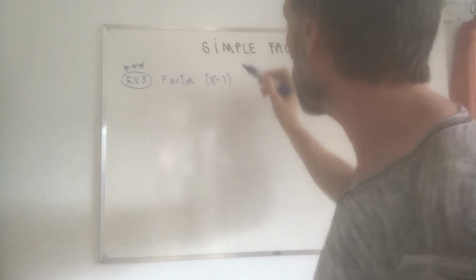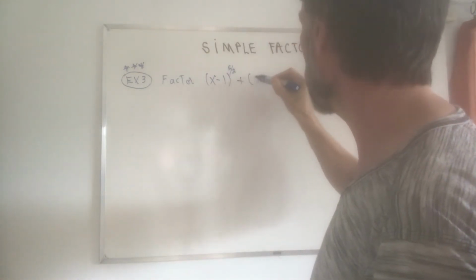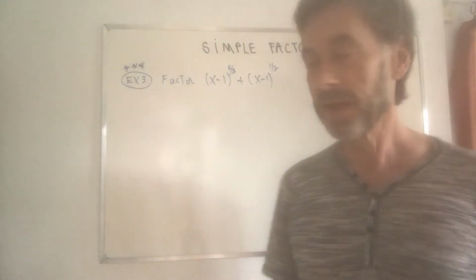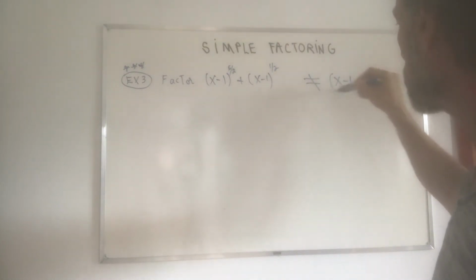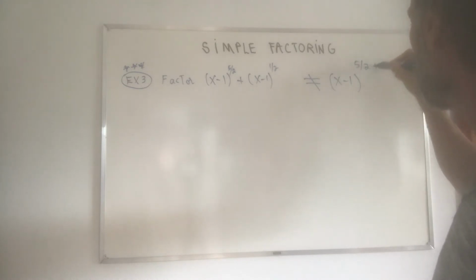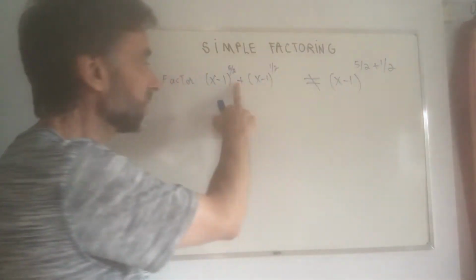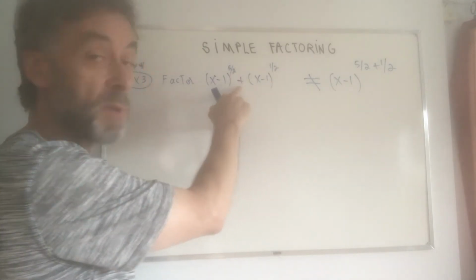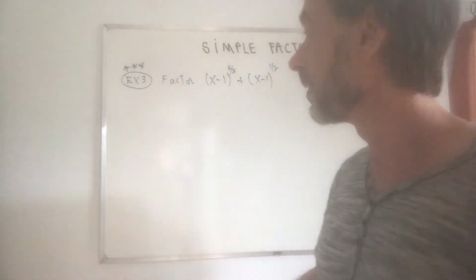So this is x minus 1 to the 5/2 plus x minus 1 to the 1/2. The first thing I want to say about this, although it's the same base, this is not equal to x minus 1 to the 5/2 plus 1/2. No, there is no such rule. Why? This is not a times, this is a plus. This is a plus. So there is no adding the exponents when the terms are separated by a plus or a minus. So, ça c'est pas bon. This is not equal to this. So what is it equal to?